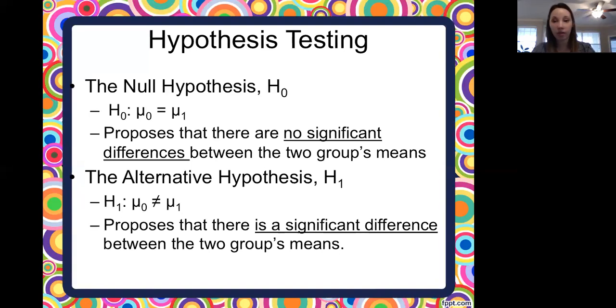It's really important that we understand this concept, again, because it will follow us till the end of the quarter. So null hypothesis argues that there is no significant difference, or that they are equal. The alternative hypothesis argues that there is a significant difference, or that they are unequal.